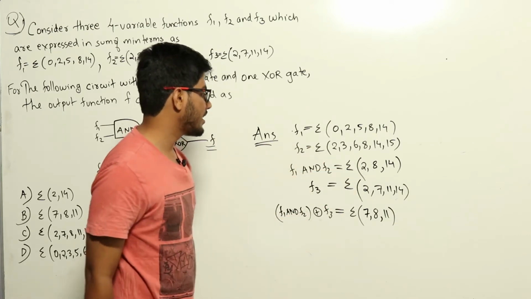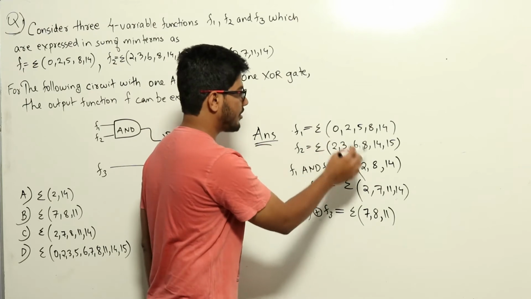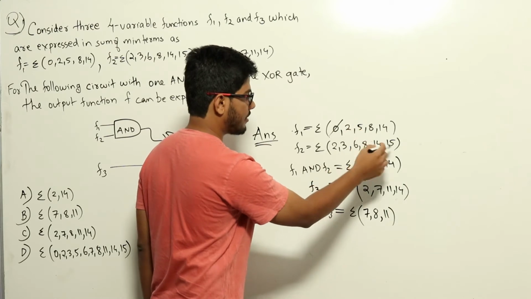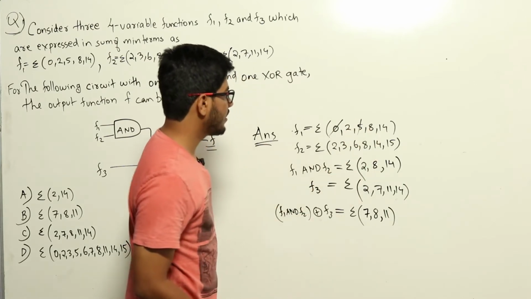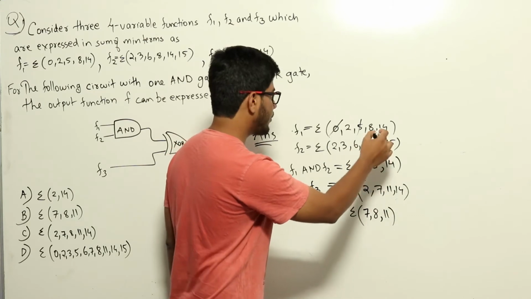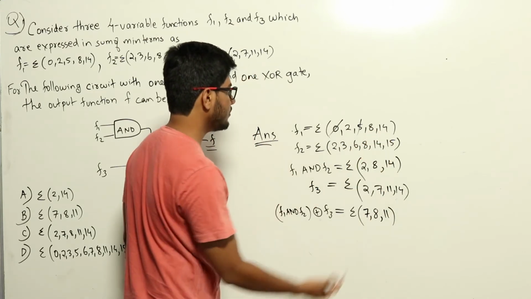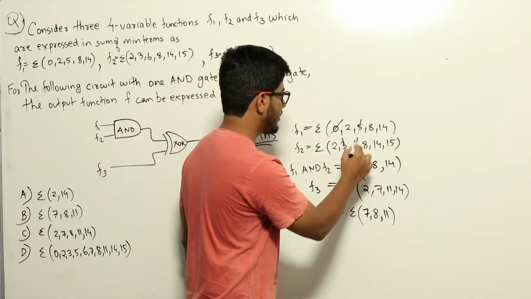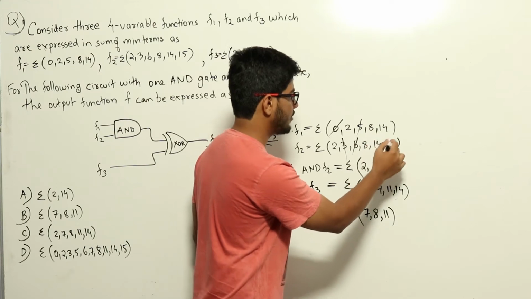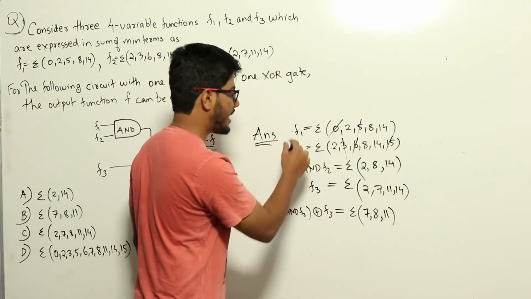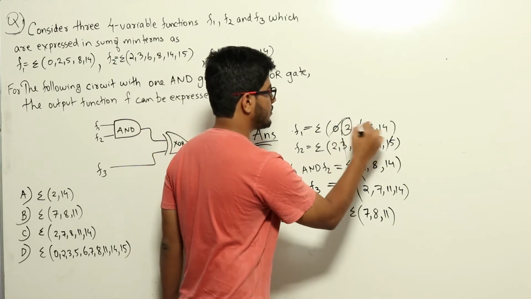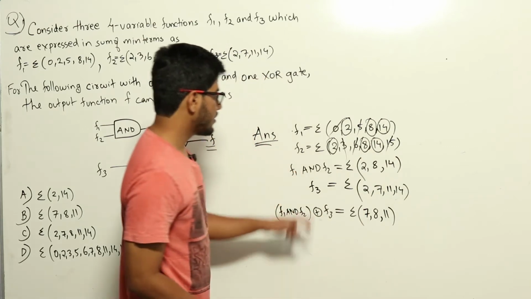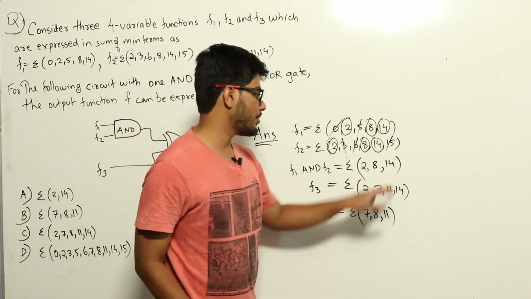Only those will be 1 in both f1 and f2, and when we are taking AND, only those will be 1 finally. So if you see, 0 is there in f1 but it is not there in f2, so we can remove this. 2 is there in both, 5 is there in f1 but not in f2, so this we can't take. 8 is there in both, 14 is also there in both. Similarly 3 is there only in f2, so we can't take this. 6 is there only in f2, we can't take this. 8 is there in both, 14 is there in both, 15 is there in f2 only. So f1 and f2 will give only these numbers, 2, 8 and 14. So f1 and f2 will be sigma of 2, 8 and 14.